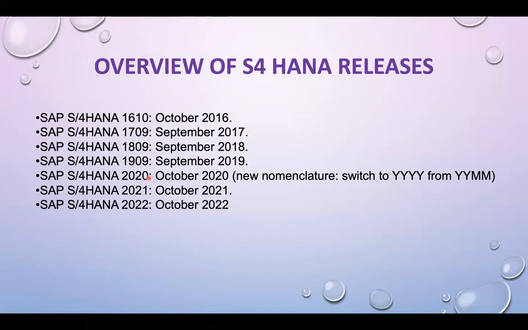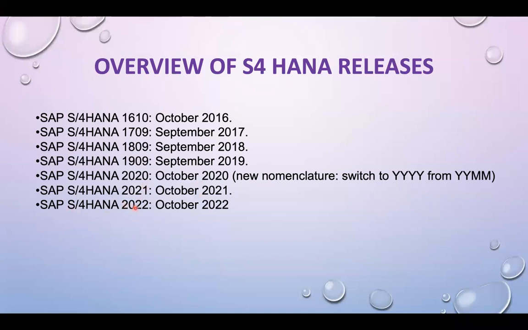If you see from 2020 onwards, between 16 and 19 there were significant differences, and from 2021 they keep adding certain kinds of new functionalities. So they stopped mentioning the month. You can see here that from 2020 the new nomenclature switched to the year from YYMM. That's why from 2020 onwards you can see S/4HANA 2020, S/4HANA 2021, and S/4HANA 2022. They can release in any month, September, October, or something, but the name will just carry the year.